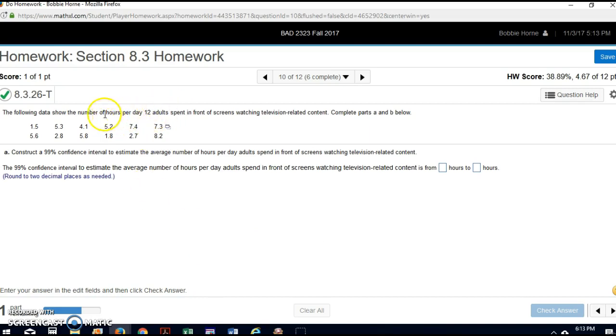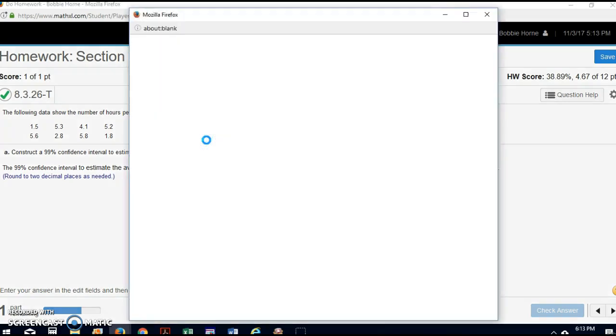And it says the following data shows the number of hours per day 12 adults spent in front of screens watching television-related content. Complete parts A and B below. Construct a 99% confidence interval to estimate the average number of hours per day adults spend in front of screens watching television-related content. So the way we can work this in StatCrunch is first click on the box and click Open in StatCrunch.